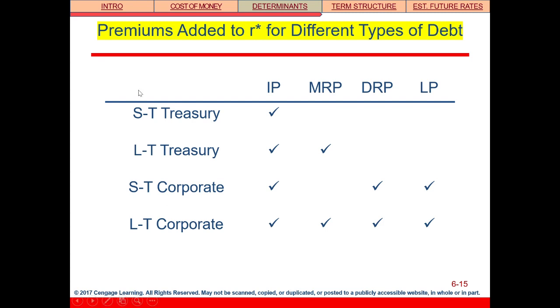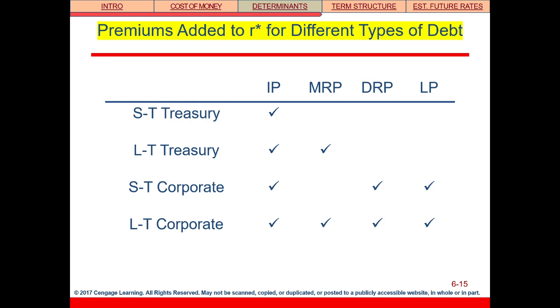So this slide shows you the premiums added to R star for different types of bond or debt. So there are 4 types of debt. They are differentiated along 2 dimensions: treasury versus corporate bonds, short-term versus long-term. So therefore we have 4 different types of bond: short-term treasury bond, long-term treasury bond, short-term corporate bond, and long-term corporate bond. And these 4 columns represent 4 different types of premiums: inflation premium, market risk premium, default risk premium, and liquidity premium. So you can see for treasuries, they don't have default risk premium.